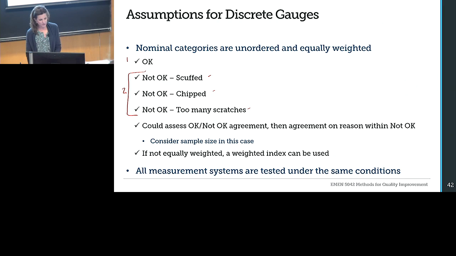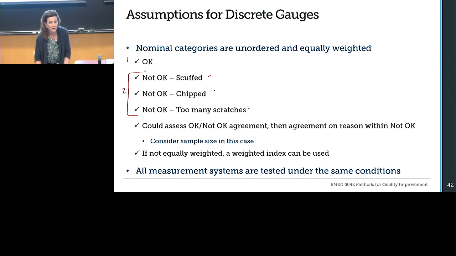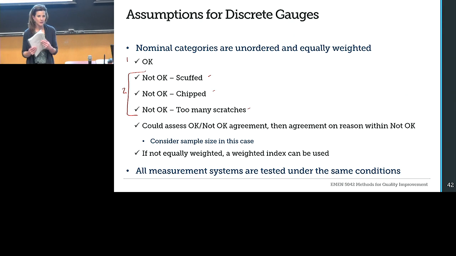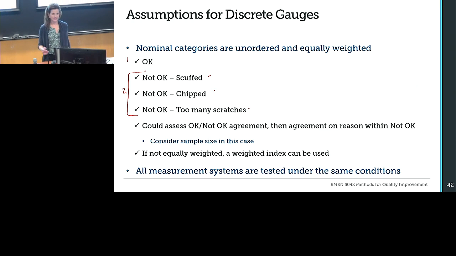And then if they're not equally weighted, you could use a weighted index. I've never done that myself, so that would be in this manual here. If you wanted to read about using a weighted index, I will not require you to do that on the final exam. I'll help you through the final exam on this one, because really what I want you to do is learn how to do it, truly.